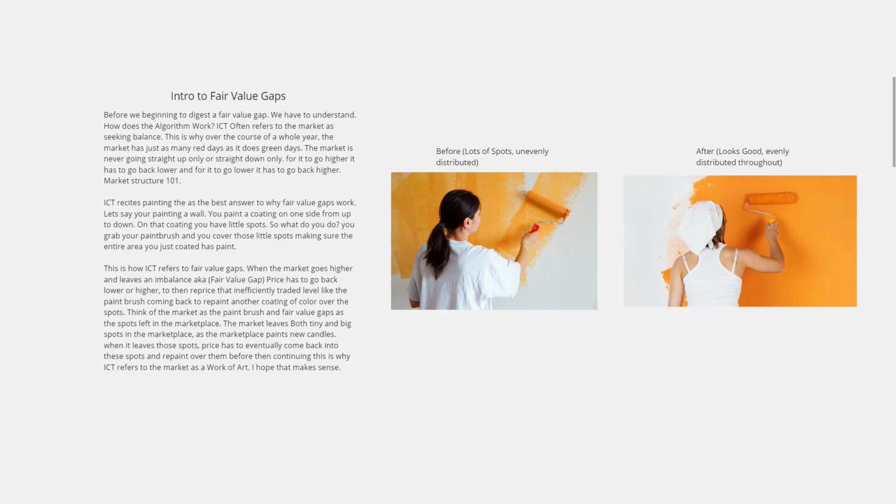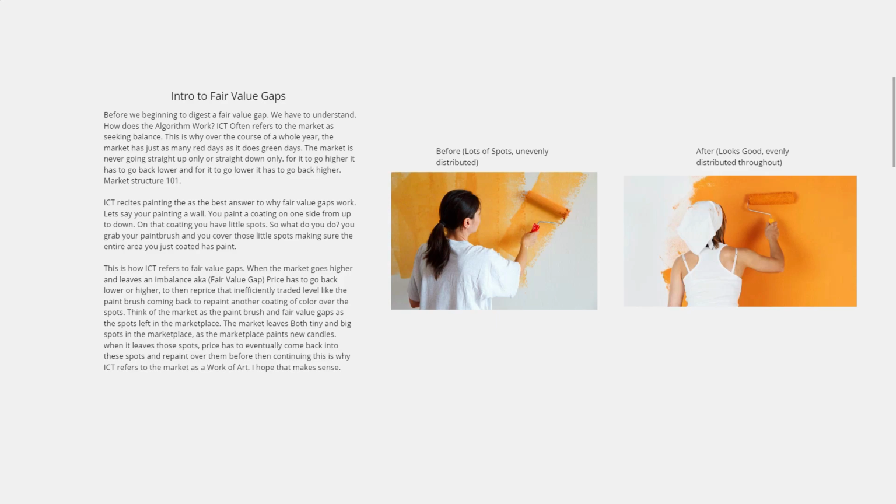ICT recites painting as the best answer to why fair value gaps work. Let's say you're painting a wall, you paint a coating on one side from up to down. On that coating, you have little spots. You grab your paintbrush and you cover over those little spots, making sure the entire area you just coated has paint. This is how ICT refers to fair value gaps. When the market goes higher and leaves an imbalance, also known as a fair value gap, price has to go back lower or higher to then reprice that inefficiently traded level, like the paintbrush coming back to repaint another coating of color over the spots.